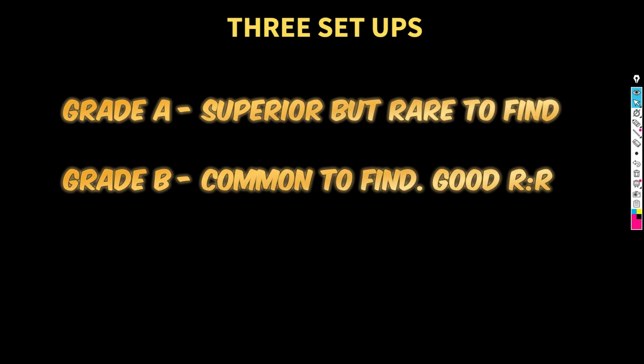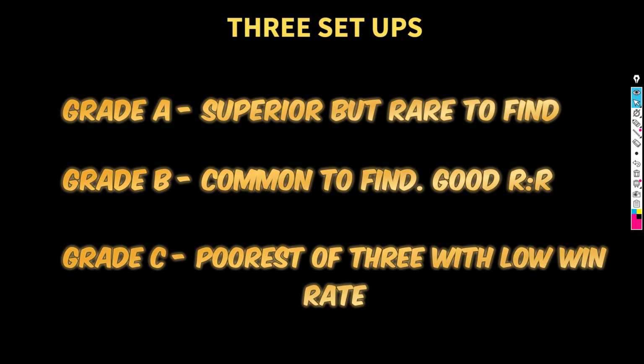Grade C is the third one, which is the poorest of all the structures, in my humble opinion. The probability of winning is very low. There might be some traders who have the ability to get a good risk to reward ratio in grade C also, but for that, you need some amount of expertise.